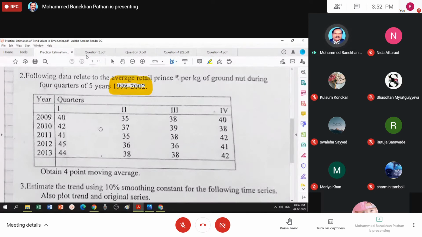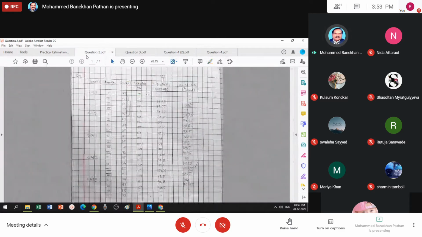For this data, we want to estimate the effect of trend, that is a secular trend, which is commonly known as long-term effect, by using 4-point moving average. That means the period given here is even. Let us see how to solve such a question by taking a moving average.